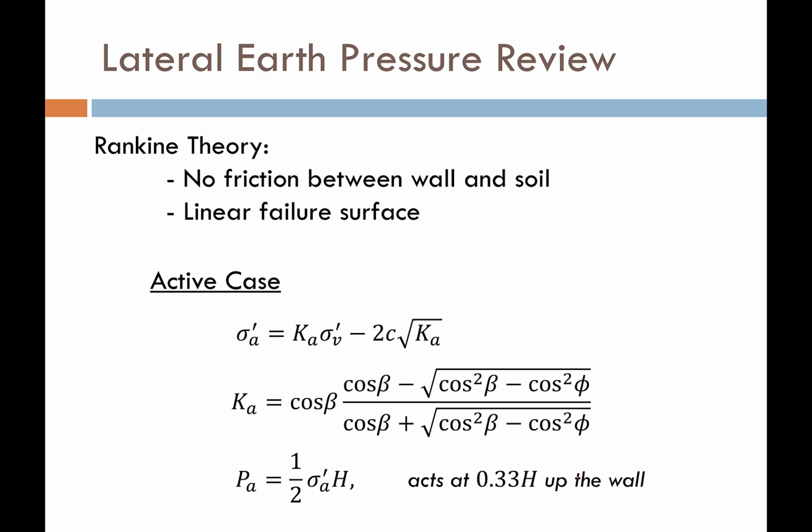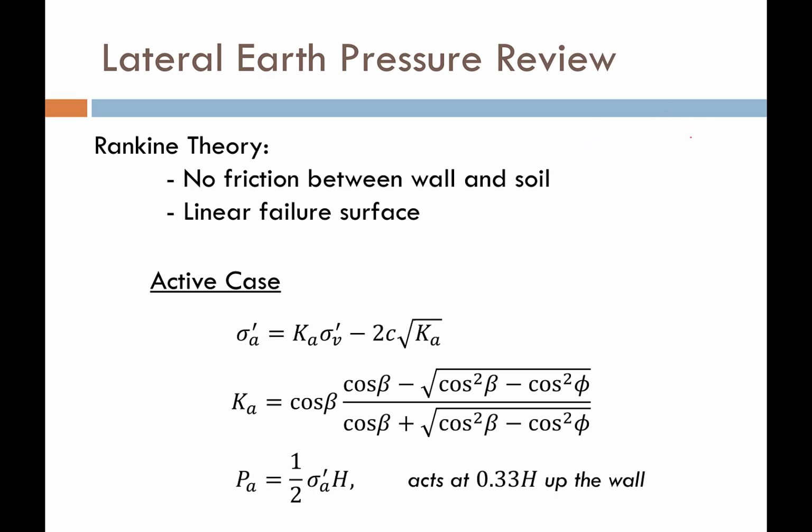Let's look at the fundamental assumptions that we make with the Rankine theory. First of all, the Rankine theory assumes that all the behavior is described adequately by Mohr circles and the Mohr-Coulomb failure envelope. That's this equation, tau equals c plus sigma times the tangent of the friction angle of the soil. So all behavior is described by that equation.